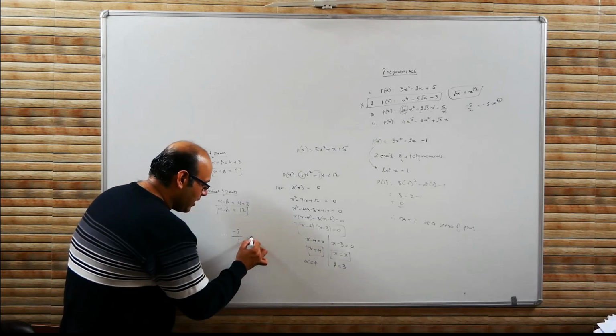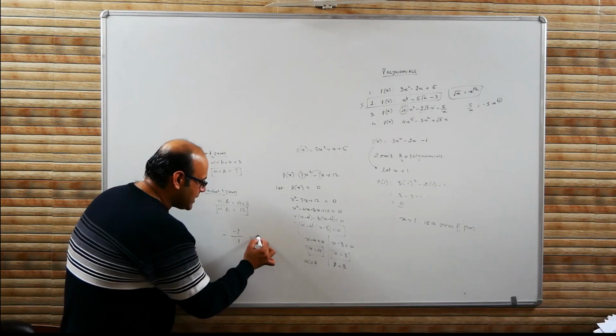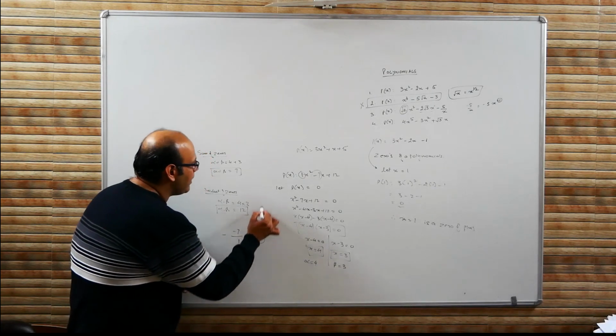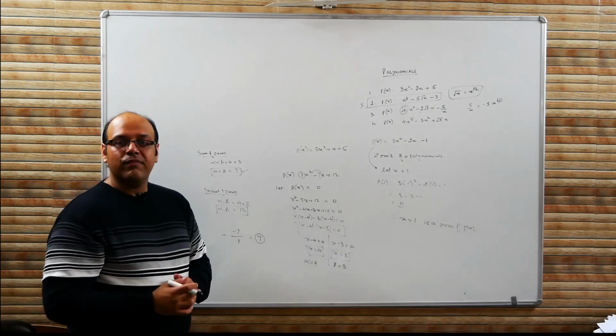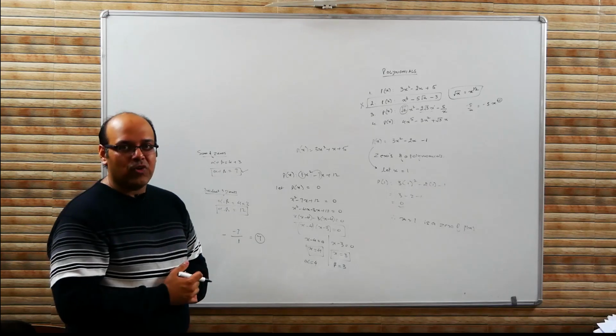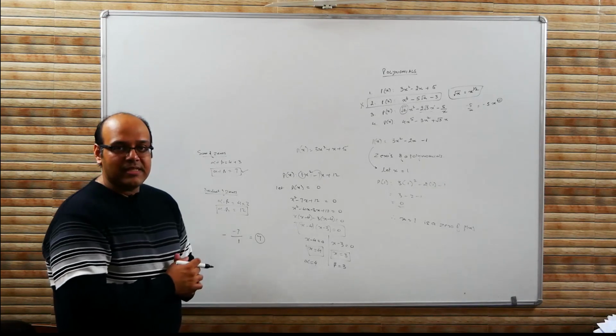The answer that comes: negative of minus 7 gives me 7, and 7 happens to be the sum of the zeros. Trust me, it's not a coincidence. I can prove it for you also. This is not a coincidence.